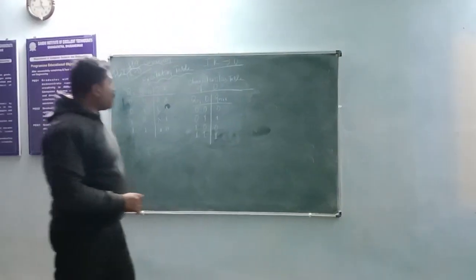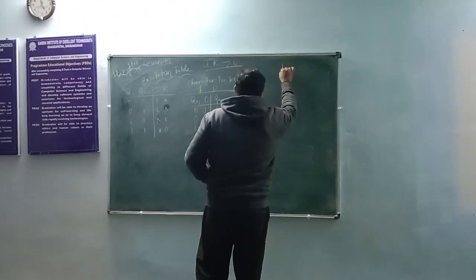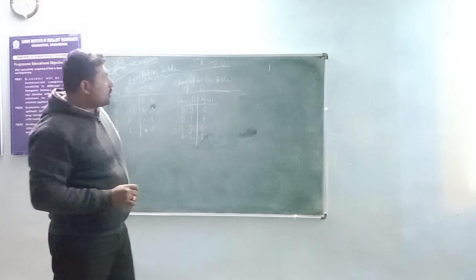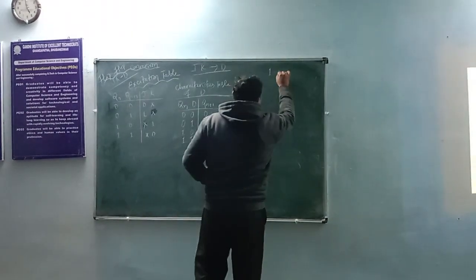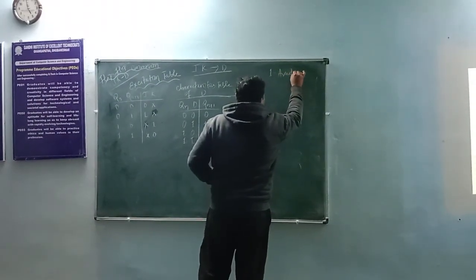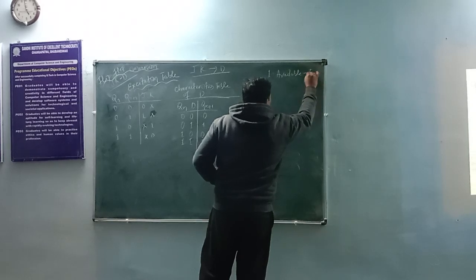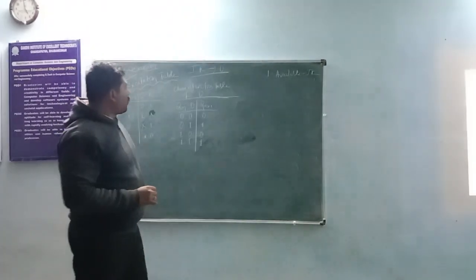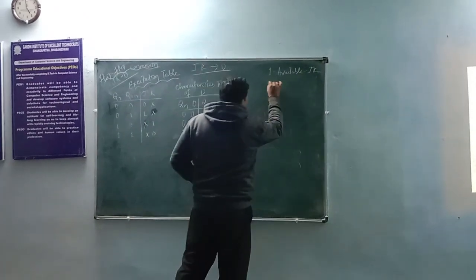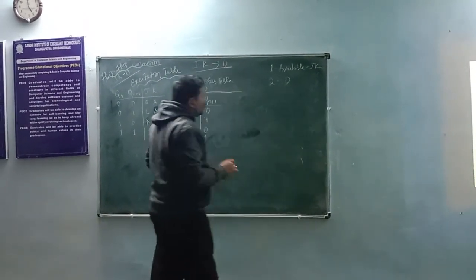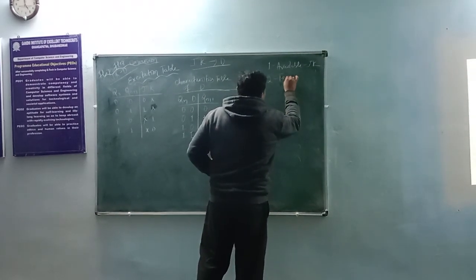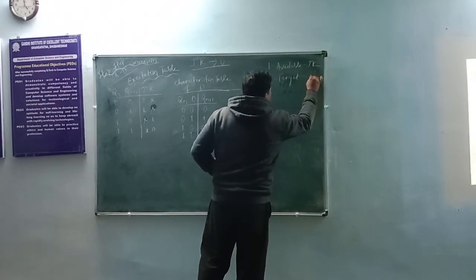So what is the requirement over here? The first requirement is to identify the available flip-flop present with us. In short, we can say the available flip-flop is JK. And what is the target flip-flop for us? The target flip-flop is D. So what we can say is that our target flip-flop is D.